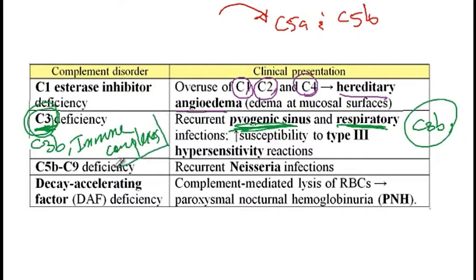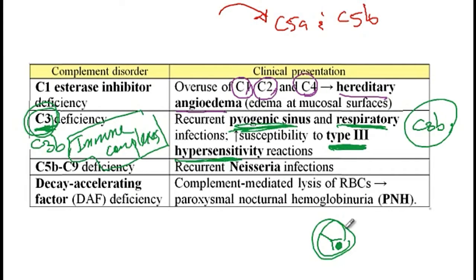And at the same time, the immune complexes keep circulating in the body, so there would be increased susceptibility to type 3 hypersensitivity. And if you recall, type 3 is the type of hypersensitivity that is caused by the reaction of the immune complexes with the antigens. And so there would be more circulating immune complexes that cause type 3 hypersensitivity in patients with C3 deficiency.